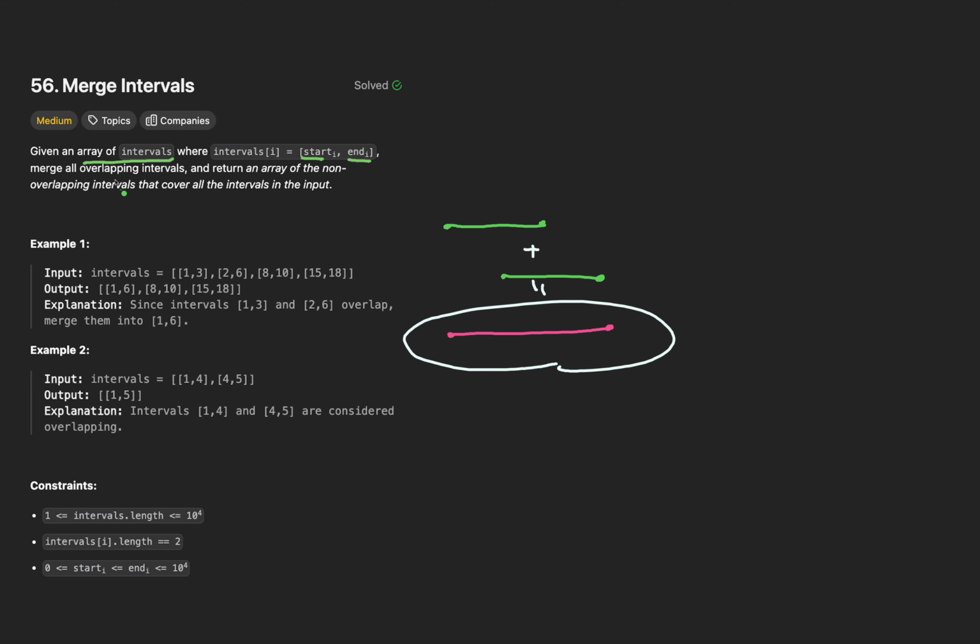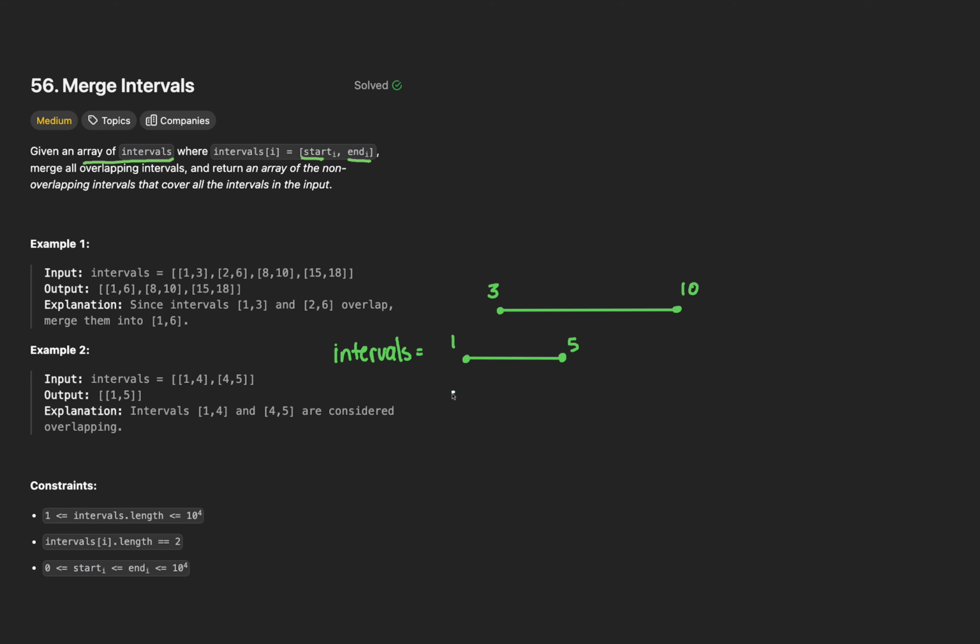The first question is, what is meant by overlapping intervals? Taking a look at this example here, we have two intervals. We'll refer to this one as the previous interval and this one as the current interval. We can obviously see that they're both overlapping, but how can we tell in code?